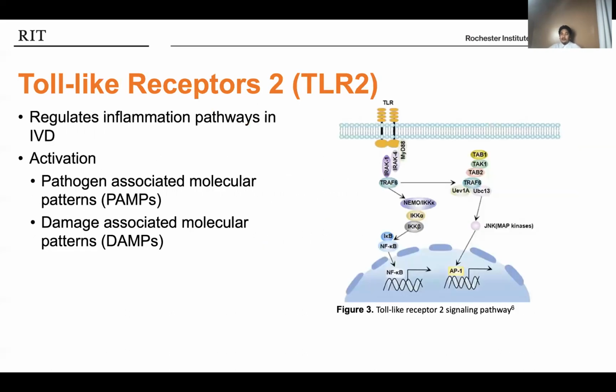Moving on to toll-like receptors, we're specifically going to focus on TLR2 since that is what's prevalent in IVDs. Now, these are transmembrane proteins that regulate the inflammatory pathways. An example of this pathway is shown on the figure on the right. They could also be activated in 2 different ways. The first way is the stronger way to activate them, which is the pathogen-associated molecular patterns. The second way is the damage-associated molecular patterns.